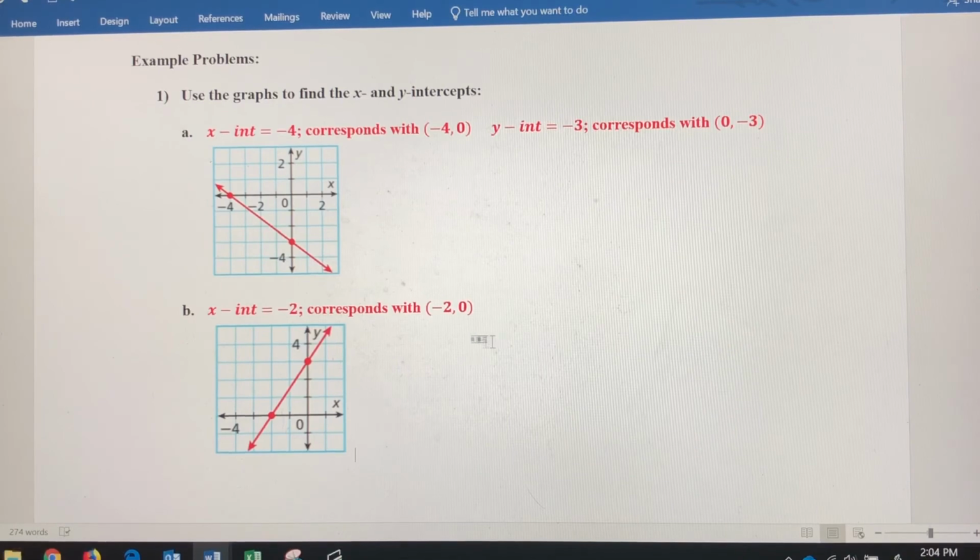All right. The y-intercept is above the x-axis this time. It's above the origin, so we're going up: +1, +2, +3. So the y-intercept is 3, which corresponds with the point (0, 3). So that's how you can look at a graph of a linear function or a linear equation and determine what the x and y intercepts are.